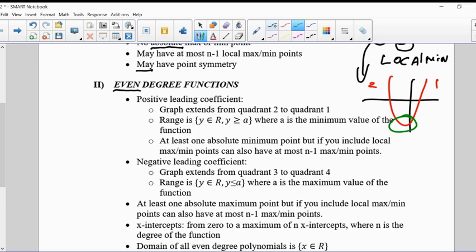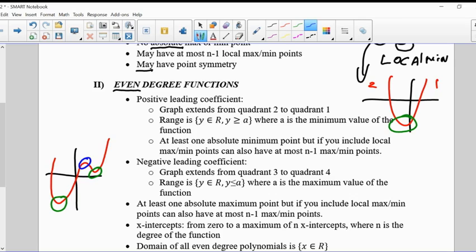Let's say we had a quartic function. Quartic is an even degree function, so let's say it looks something like this. It does have an absolute minimum right here, but there's another little minimum point right here as well. And I'm talking about a local minimum now. There's also a local maximum right here. When you add all of those together, which is 3 in this case, that's your n minus 1 when you put all your mins and maxes together.